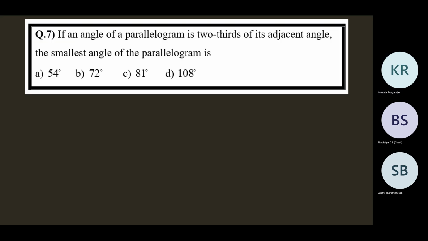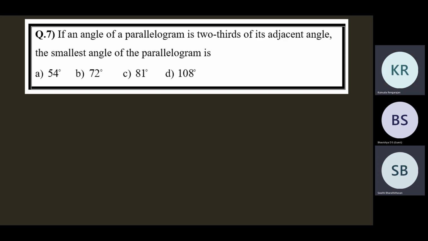All right, children. If an angle of a parallelogram is 2/3 of its adjacent angle, the smallest angle of the parallelogram is? 72 degrees, ma'am. 108 degrees, ma'am. Ma'am, I got 72 degrees. The smallest angle is 72 or 108? Okay, let's see.